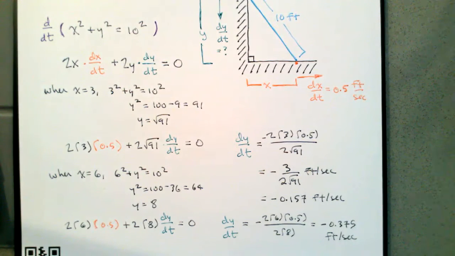So when the foot of the ladder is further away from the wall, we can see that the top of the ladder is sliding down faster, even though the foot of the ladder is moving away at a constant rate.